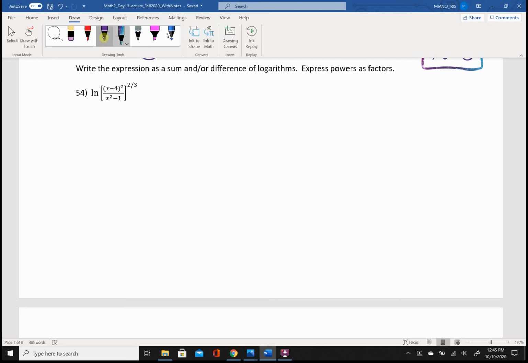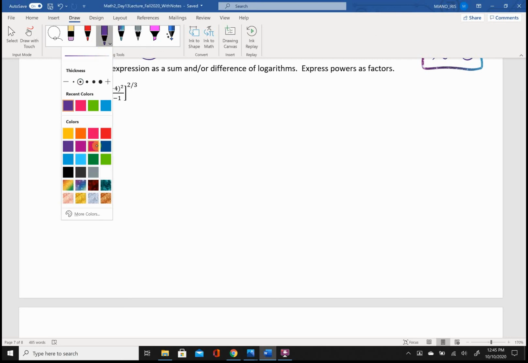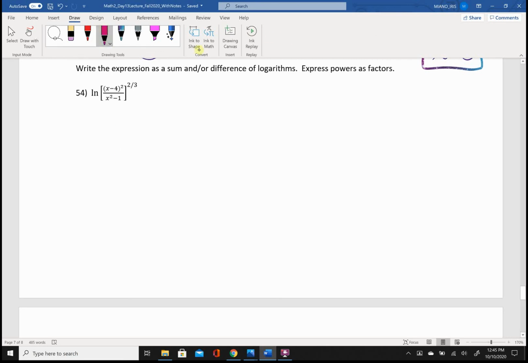So I'm going to pick a new color. Let's take that magenta one. And I'm going to start by taking this exponent and making it a factor out in front. So that'll give me 2/3 times the natural log. Oh, actually, I don't need a bracket here. Let's get rid of that bracket for the moment. 2/3 times the natural log, because I have this bracket here, of x minus 4 quantity squared over x squared minus 1. Okay.